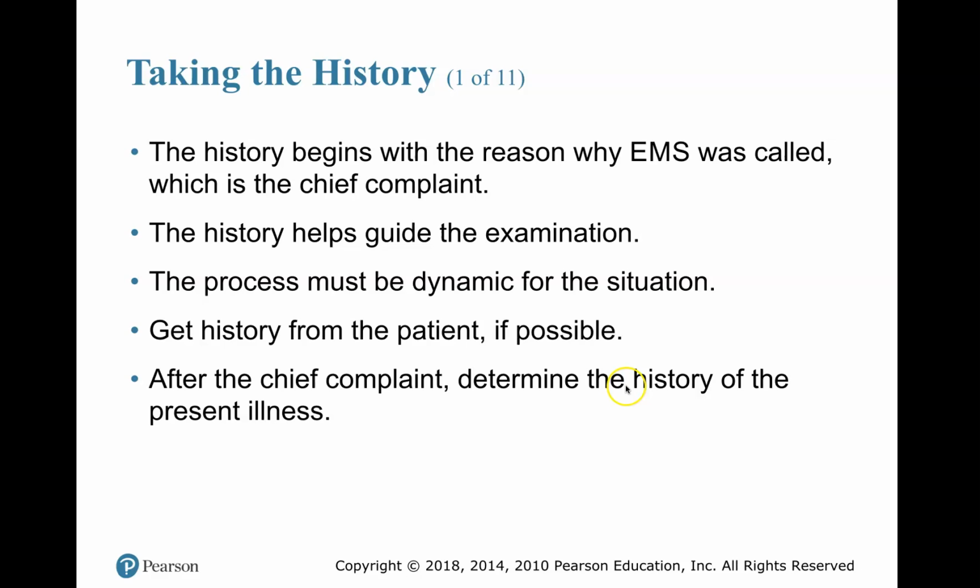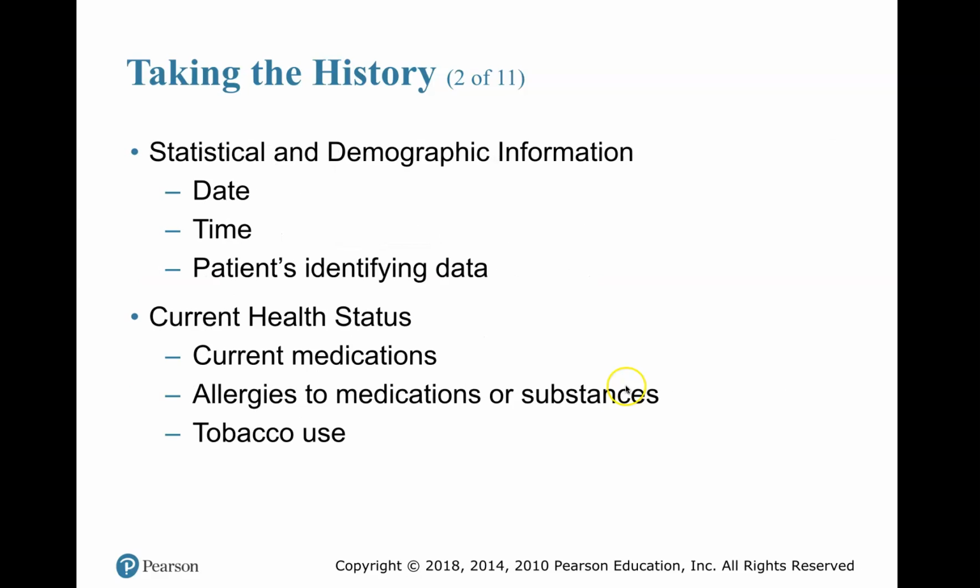After the chief complaint, you need to determine the history of the present illness. What's going on with them right now? We don't want to talk about a gout flare-up from 6 months ago. We want to talk about what's going on right now. That's good to know that they have gout because it could be an underlying cause, but that specific event happened and it's over with. Now we need to know what's going on now.